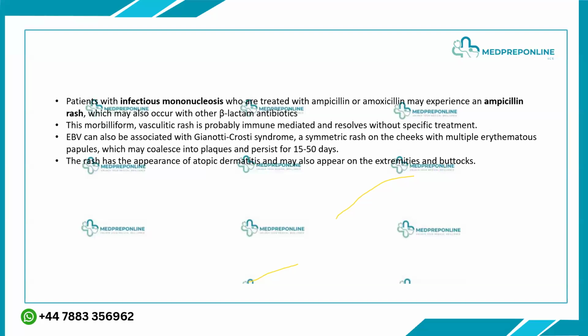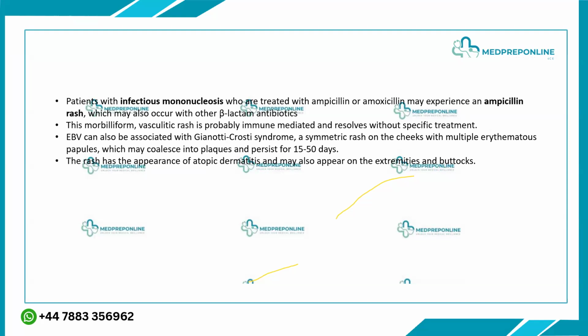ठीक है, अब एप्स्टीन बार वायरस जो है वो इन्फेक्शियस मोनोन्यूक्लियोसिस करता है. ठीक है, अब उसकी थ्रोट की क्या टिपिकल फाइंडिंग्स होती हैं वो इंशाल्लाह हम इन्फेक्शियस डिजीज के टॉपिक में करेंगे, लेकिन एमॉक्सिसिलिन रैश या एम्पिसिलिन रैश क्या होता है? Patients with infectious mononucleosis who are treated with ampicillin or amoxicillin may experience a rash, which is called as ampicillin or amoxicillin rash, which may also occur with the other beta-lactam antibiotics. This morbilliform vasculitic rash is probably immune-mediated and resolves without specific treatment. So, ये infection का rash नहीं है. This is an immune-mediated rash. ठीक है?